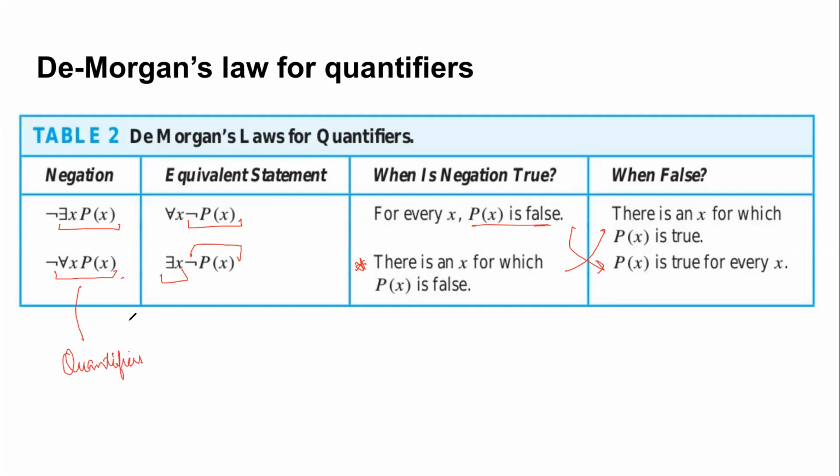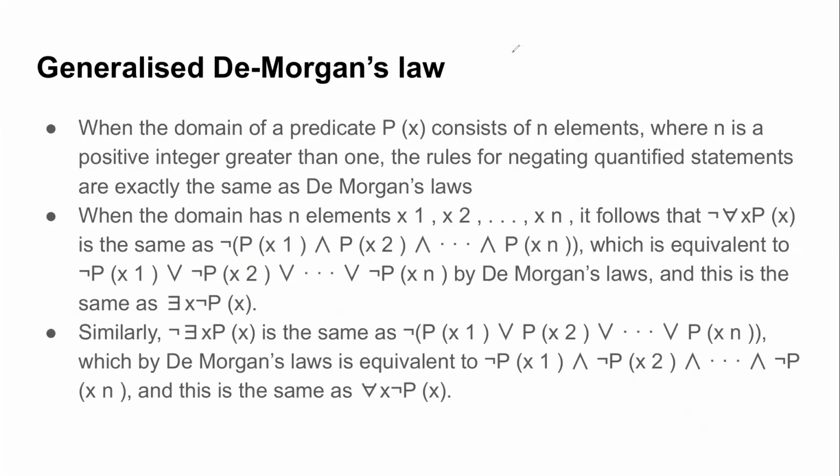Okay, so let's now come to why we say that this is actually a De Morgan's law. If you recall, when I say for all x p of x, what is an equivalent way to write it in terms of the logical operations? What is the logical equivalent of writing for all x p of x? Very good. It is the conjunction, right? We can write p of x1 and p of x2 and so on and so forth till p of xn.